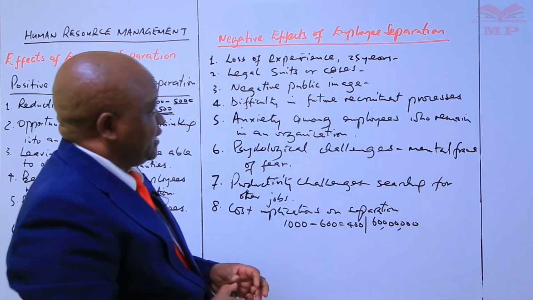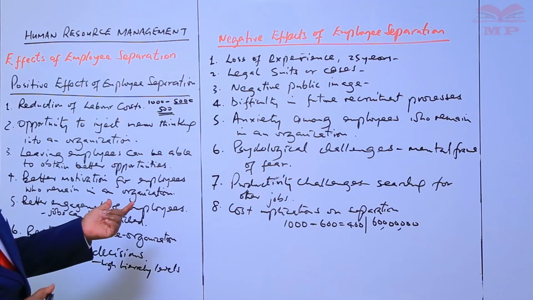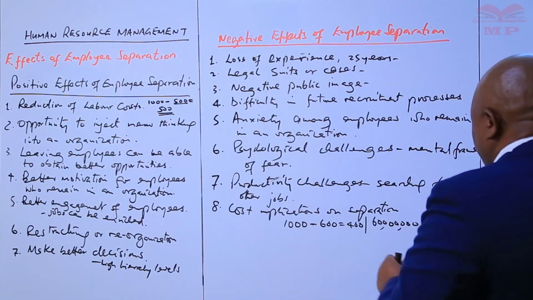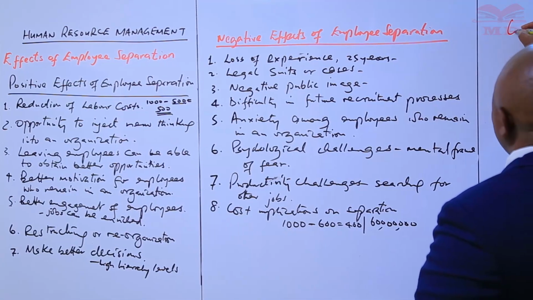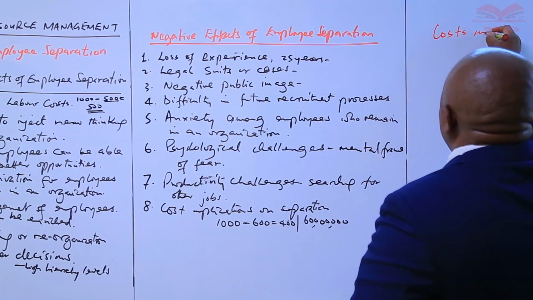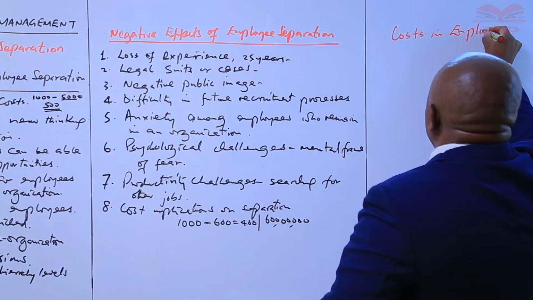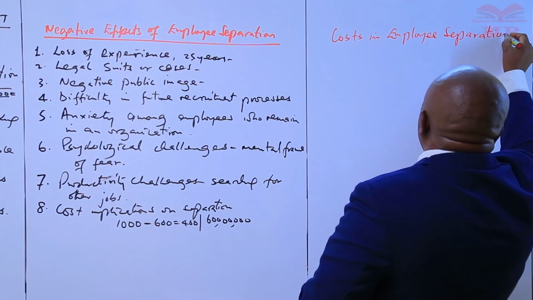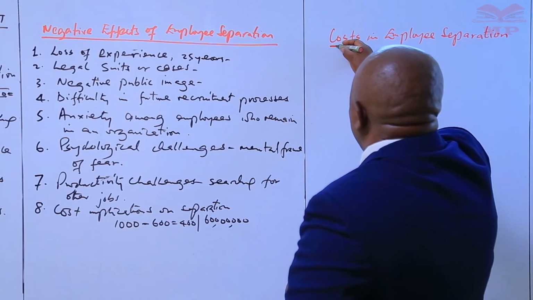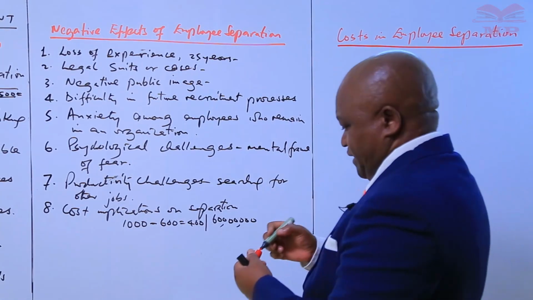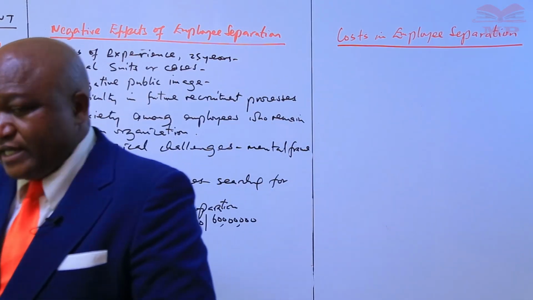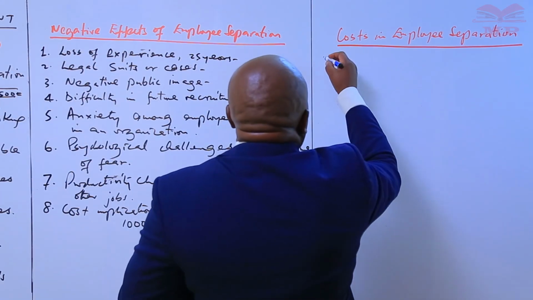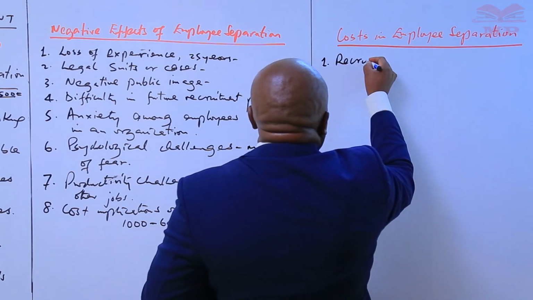Now, we have mentioned some aspects of costs here. So what are some of the costs associated with employee separation? Costs in employee separation. What are some of the costs associated with employee separation? So one, recruitment costs.